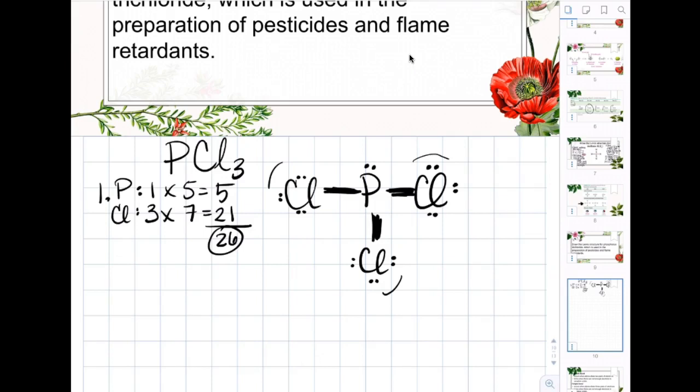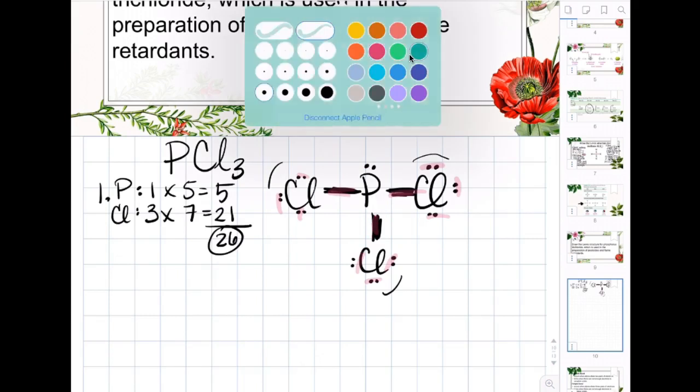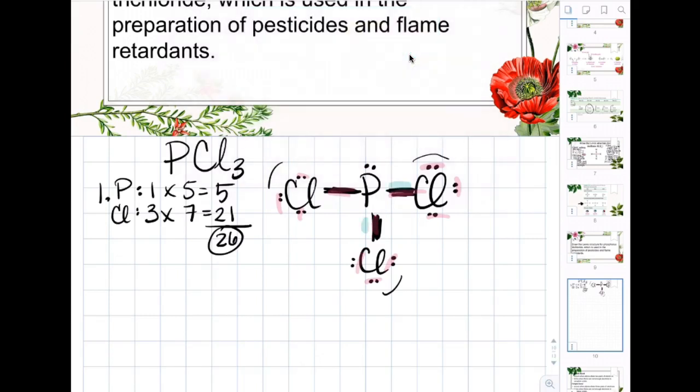So let's go ahead and check our octet. I have 2, 4, 6, 8, 2, 4, 6, 8, 2, 4, 6, 8, 2, 4, 6, 8. Here, I'll go back and do phosphorus in a different color so you can see. So for phosphorus, it is 2, 4, 6, 8. And so they're sharing those electrons in the bonds. We can count the bonded electrons for both atoms on either side. Everyone has 8. All my electrons are given out. This is a good structure.